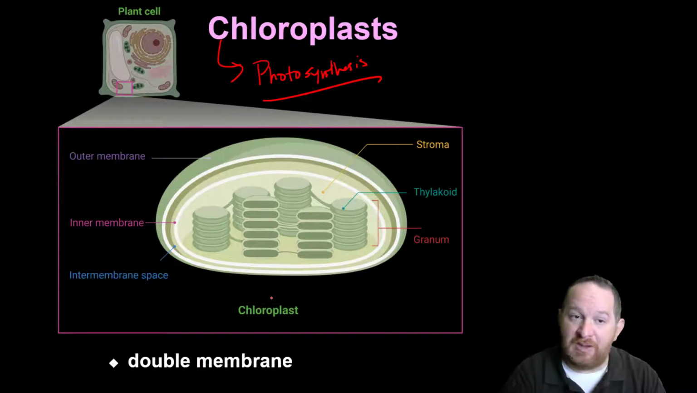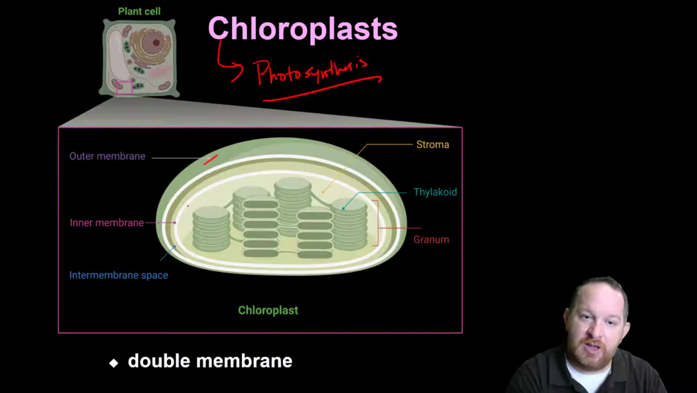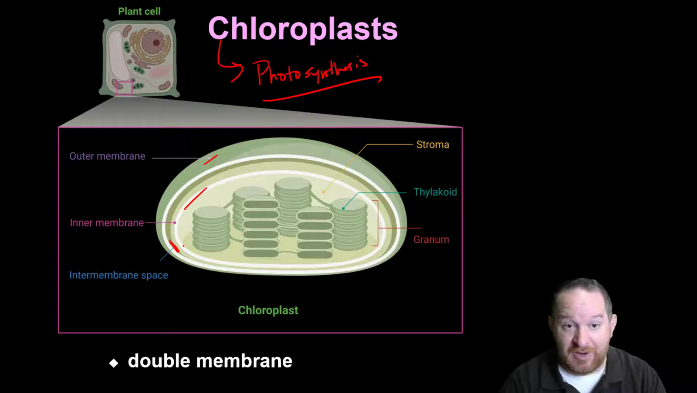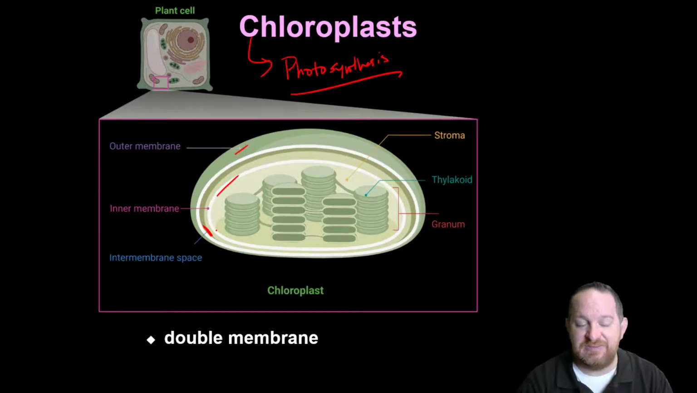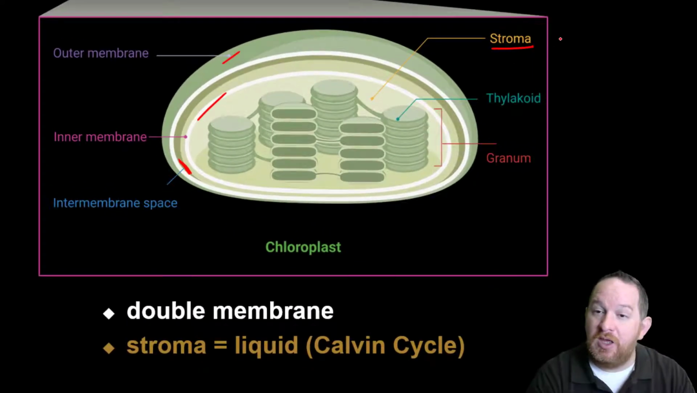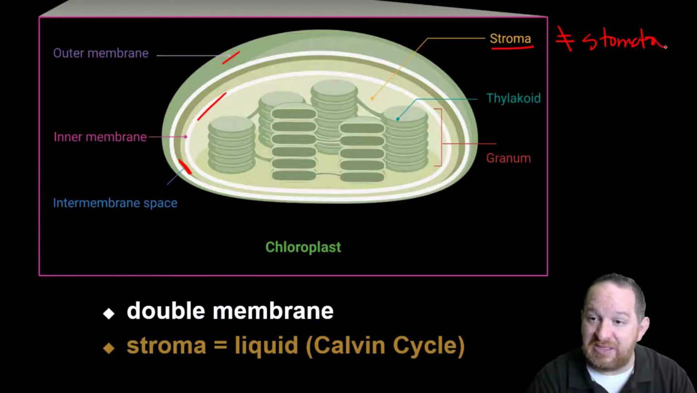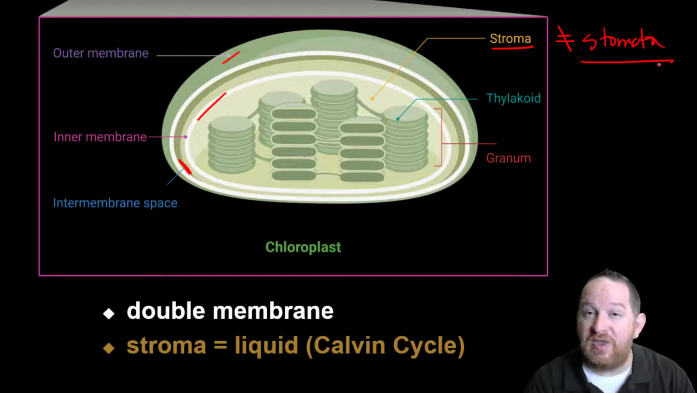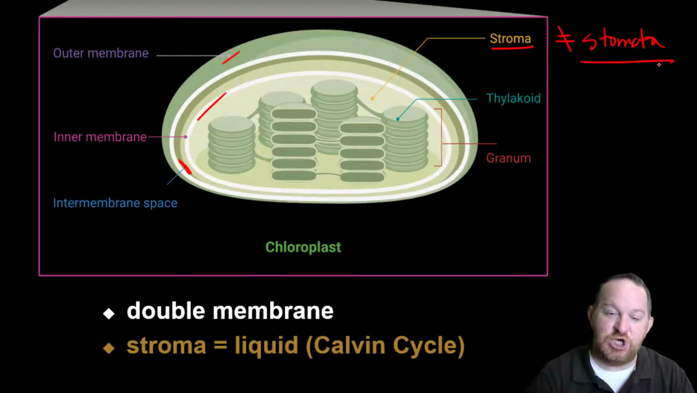Chloroplasts have a double membrane, so you see the outer membrane and the inner membrane. In between the outer membrane and the inner membrane is the intermembrane space. There's a fluid that fills the chloroplast, and that's called the stroma. The stroma is not the same thing as the stomata. Don't get those confused. The stroma is the liquid portion of the chloroplast. The stomata, or stomates, are the openings in those leaves for gas exchange.